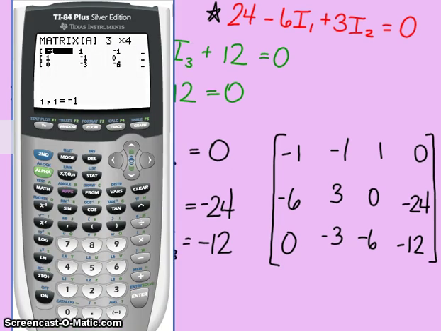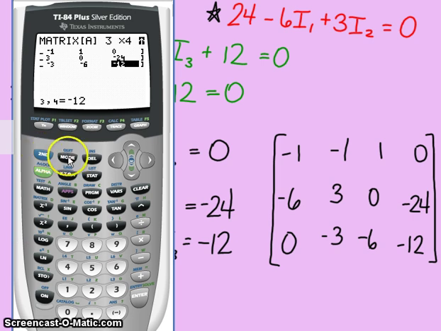Okay, so now we're going to plug this into our calculators. And so basically I'm just going to go across and make sure that my calculator matches this. So negative 1, negative 1. This is just positive 1 is the next one. And 0 at the end there. And then I have negative 6, 3, 0, and negative 24. And then 0, negative 3, negative 6, negative 12. Okay?